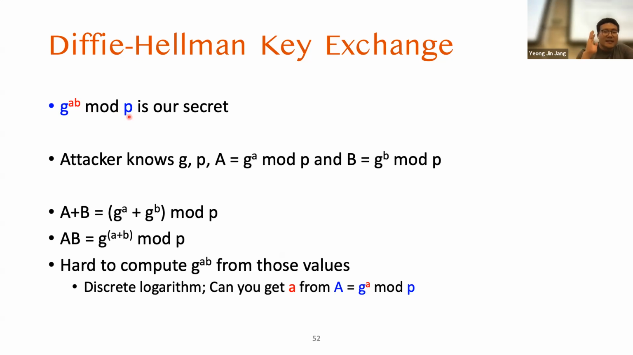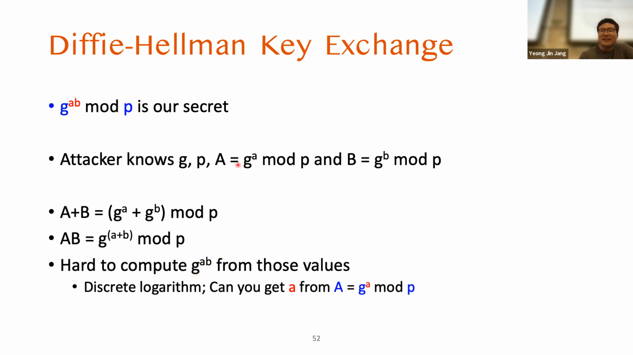Let's take a look at the attacker's point of view. The attacker knows G and P because these are public, and capital A and capital B, which are sent over the internet without any kind of protection. So attackers can know these two, but they try to get G to the ab mod P. If we add the two numbers, it'll be something like this, so it's a totally different number. And even if we multiply those, that's G to the a plus b, not a multiplied by b.